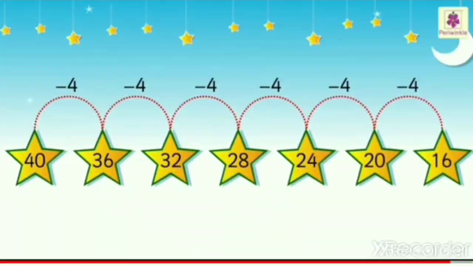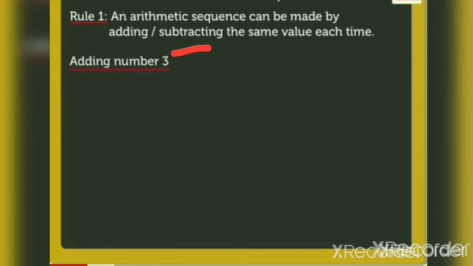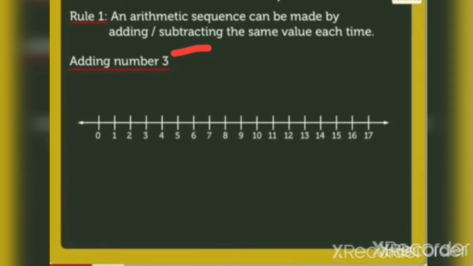Now look at some common number patterns. There are some rules to find some common number patterns. The first rule is that an arithmetic sequence can be made by adding or subtracting the same value each time. For example, first we will find a number pattern by adding the number 3.